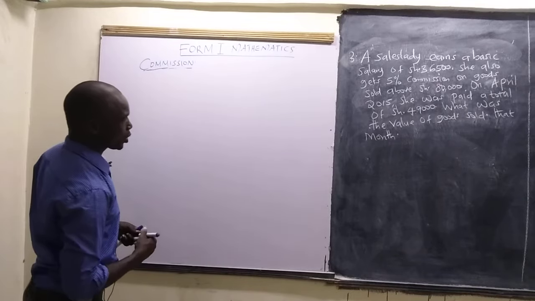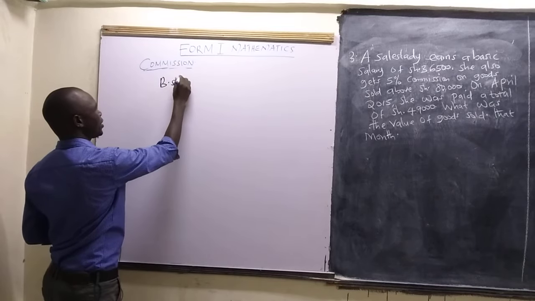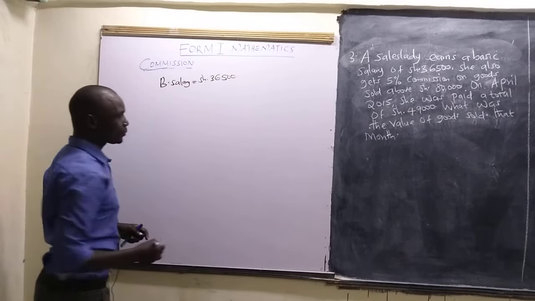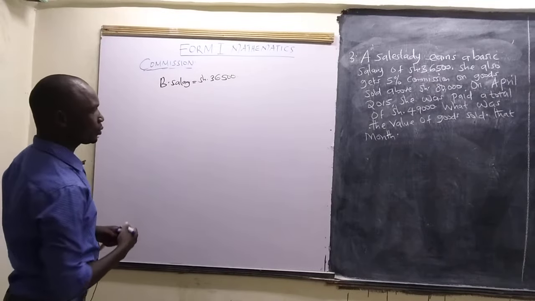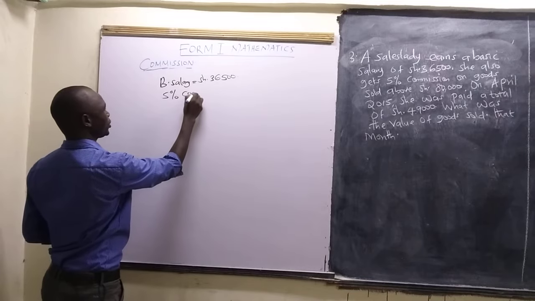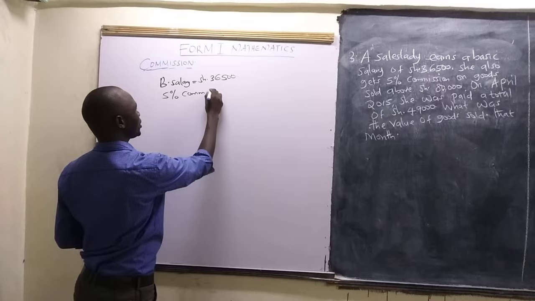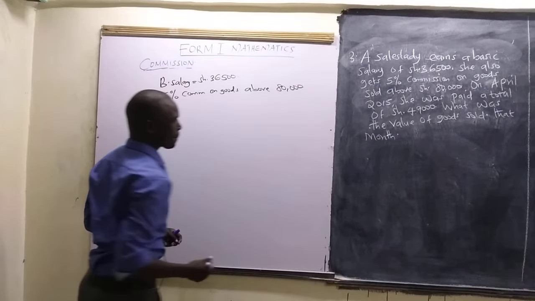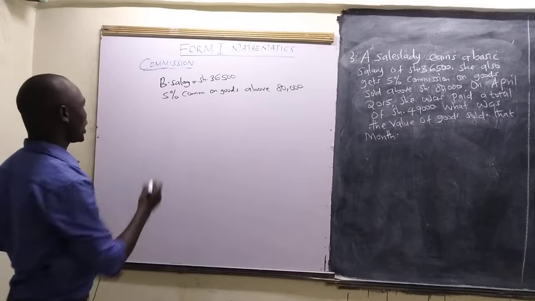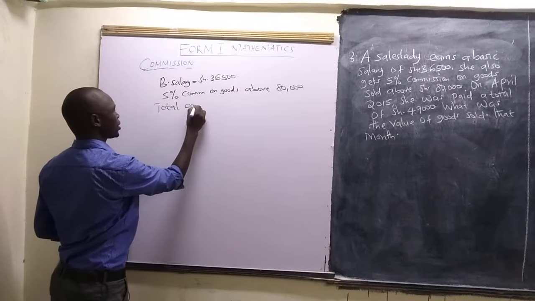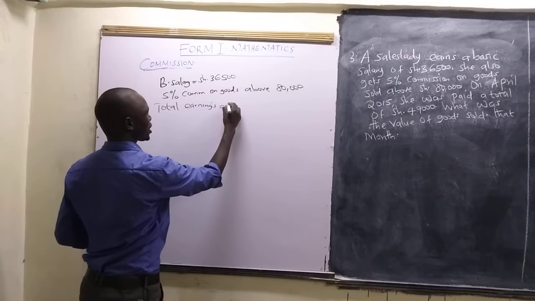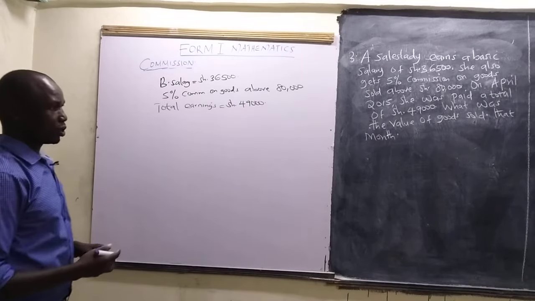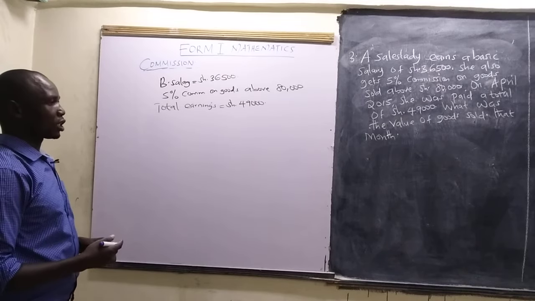So what we have been given from the question is the basic salary, and we know that the basic salary is 36,500. She also gets a 5% commission on goods above 80,000. We also have the total earnings, and the total earnings is 49,000. So what we are supposed to calculate? We are supposed to calculate the total value of goods.